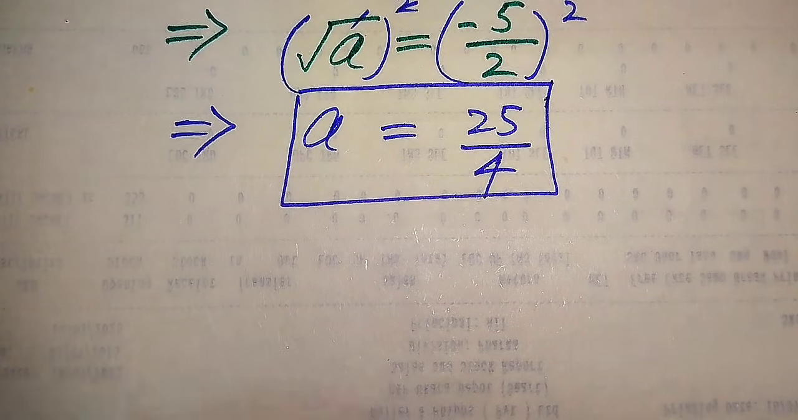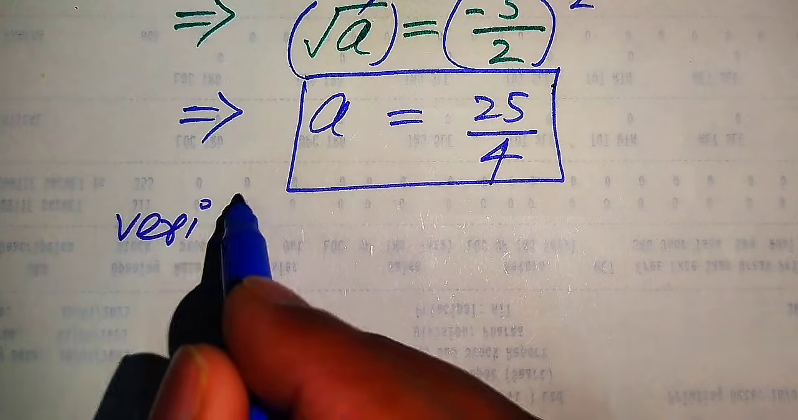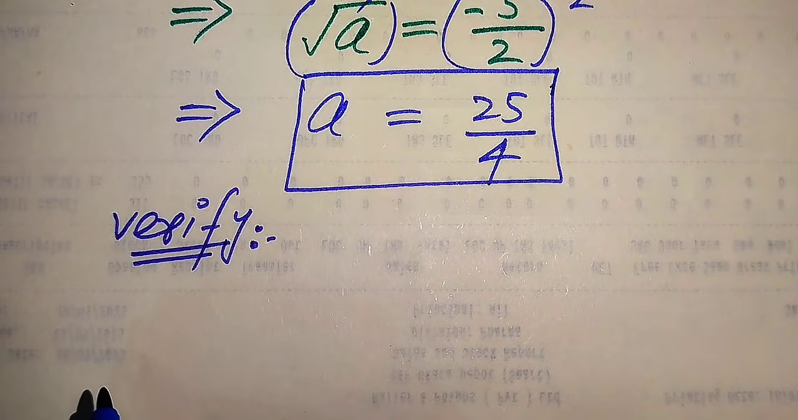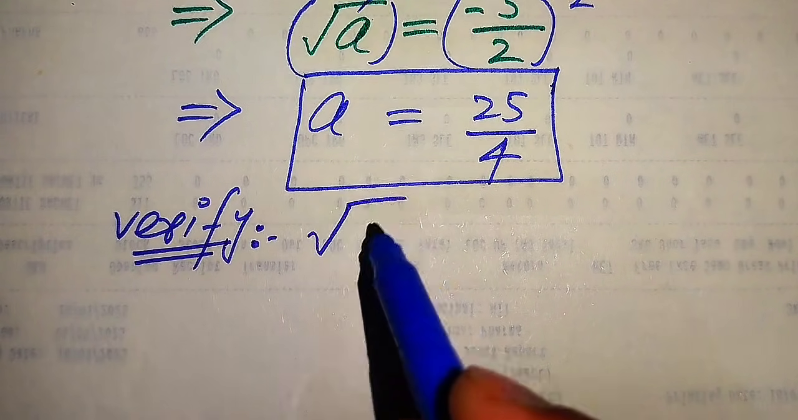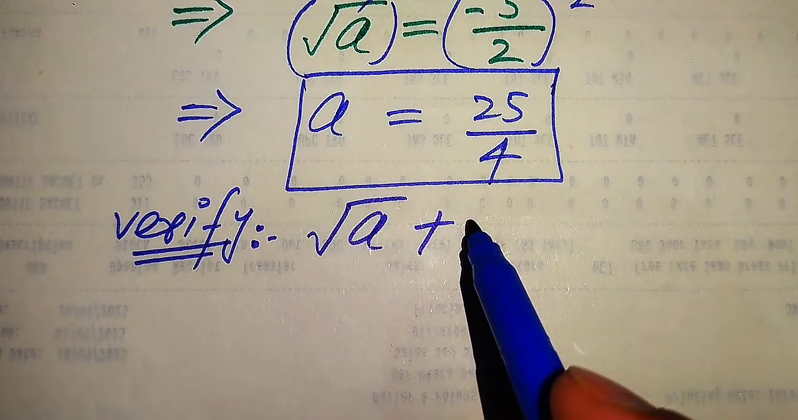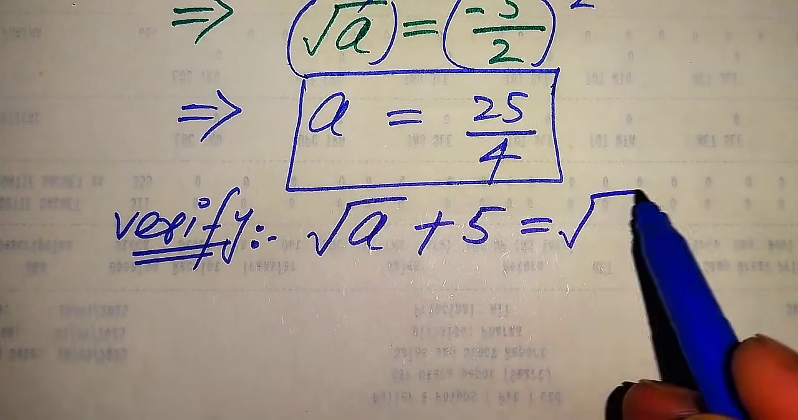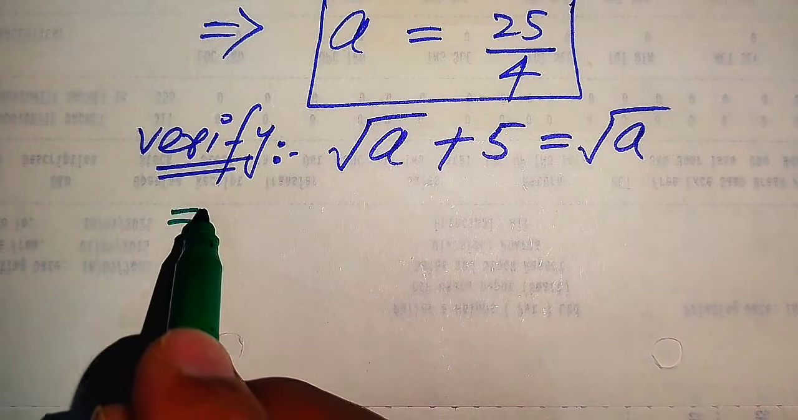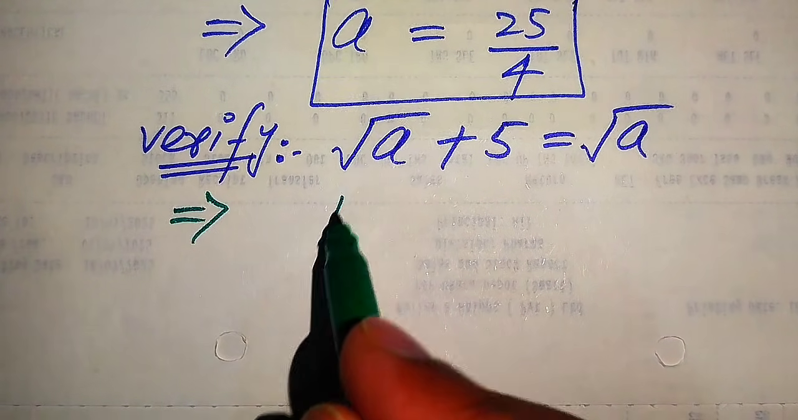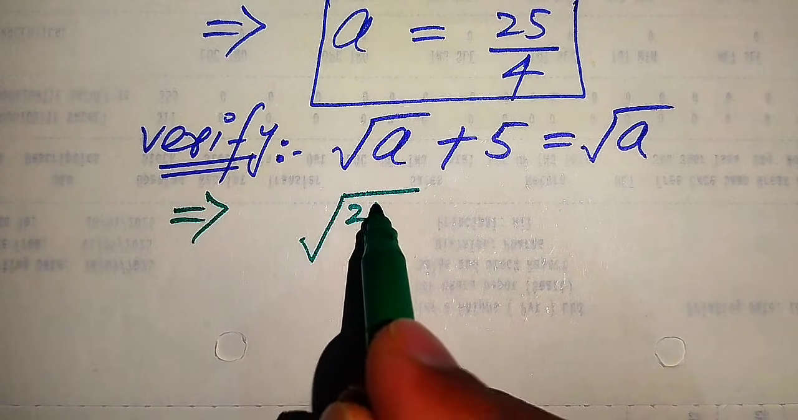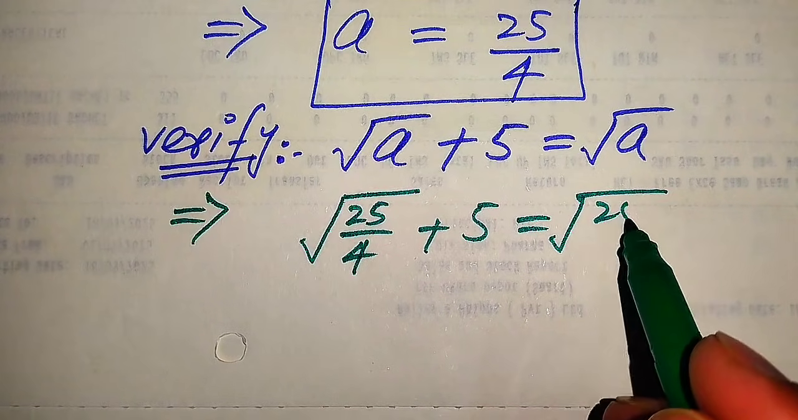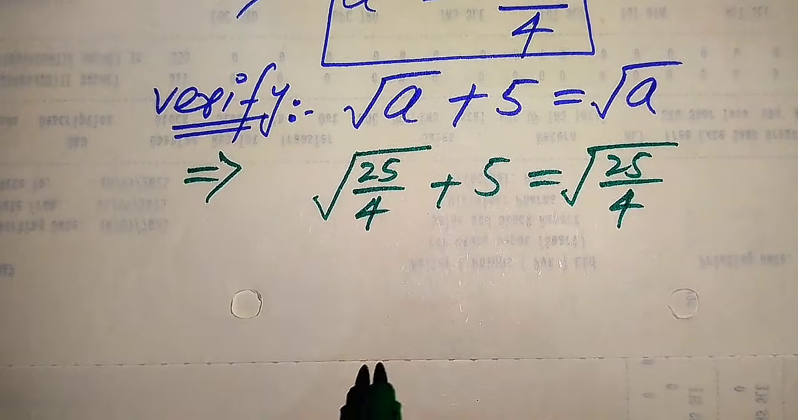And now in the next step we need to verify whether this value of a satisfies our given question statement, or whether this value of a is an extraneous root. So for verification, we need to copy down the given question statement. Here it is square root of a plus 5 is equal to square root of a. So we substitute the value of a on both sides in place of a. When you put it in, it becomes square root of 25 divided by 4 plus 5 is equal to square root of 25 divided by 4.